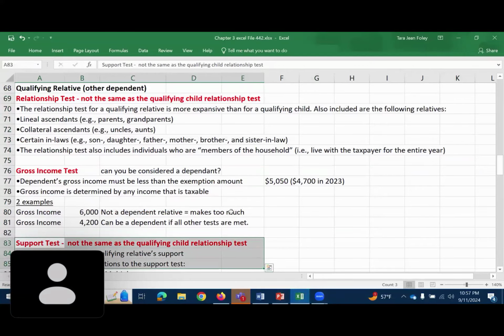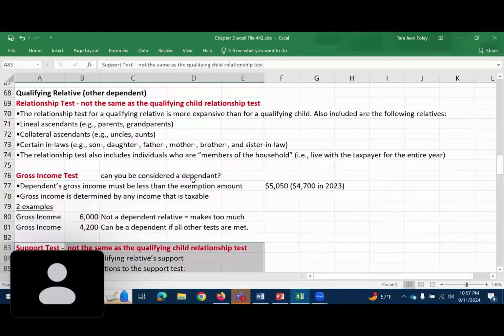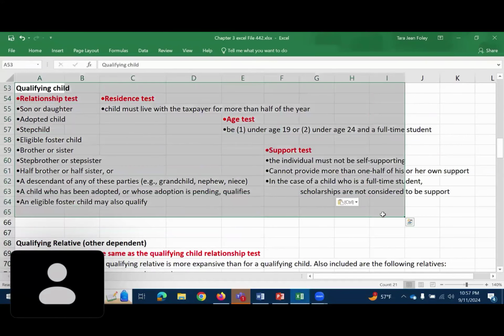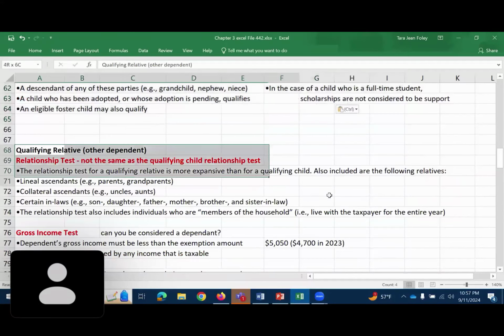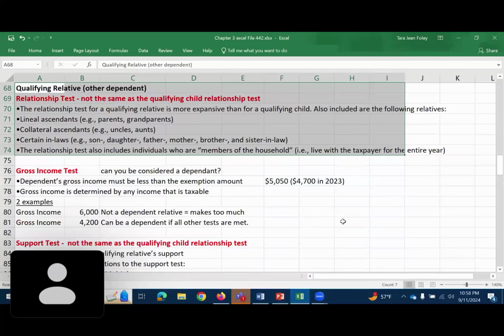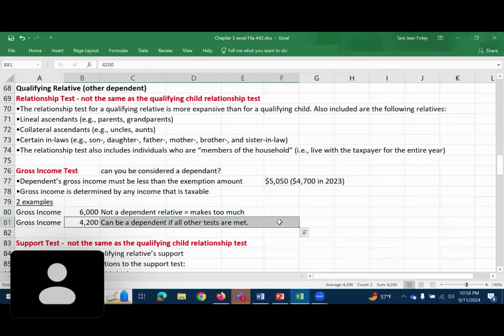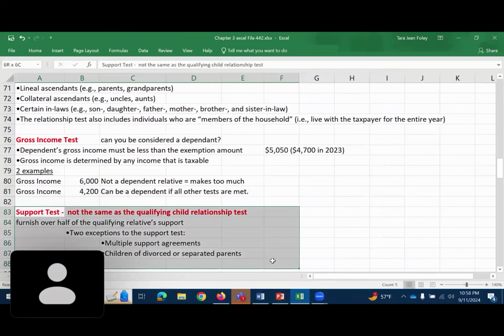Now, for Paige, we don't know how much money she made, right? So let's say Paige is over 19. She will not be a qualifying child. However, she is her child, but she won't be considered a qualifying child. Does she meet the qualifying relative test? Yes, she does. Does she meet the gross income test? We don't know. We have to find out. But let's say she does because she made 4,200. Okay, great. We do know she meets this test.